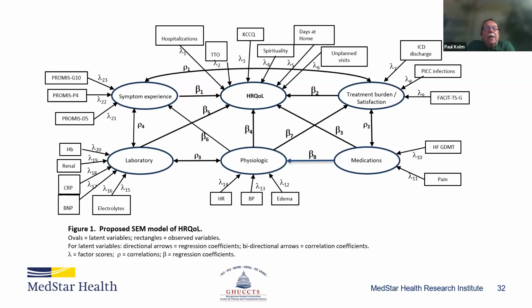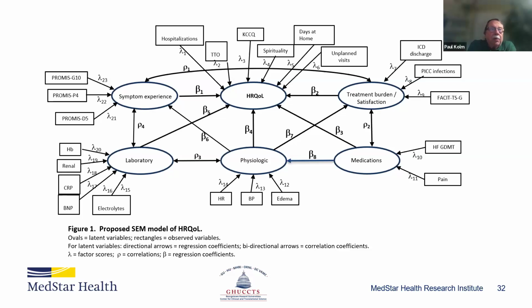But anyway, this is what it looks like if we diagram this out. And so we have 6 different latent variables, the main one being quality of life, HRQOL. And so the variables that make up our quality of life latent variable are hospitalizations, the KCCQ, days at home, and so on. And then the treatment burden, satisfaction, we have 3 variables for that, medications, physiologic, heart rate, blood pressure, and so on.